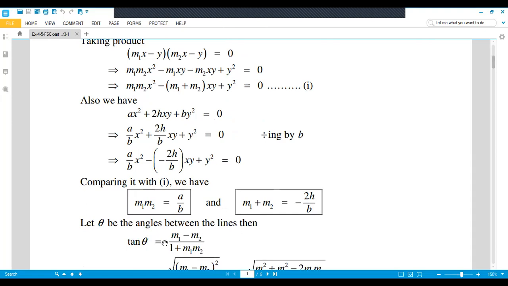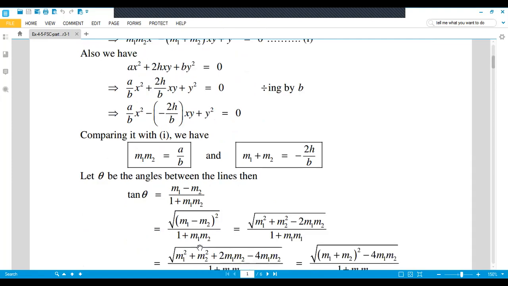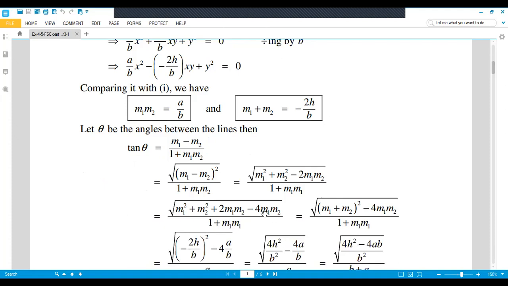This formula you already studied in the previous exercise. Tangent theta is m1 minus m2 divided by 1 plus m1 m2. If you take the square and open it, using the a square plus b square minus 2ab formula, we will get this. Now in this, minus 2 m1 m2, you replace with minus 4 m1 m2 plus 2 m1 m2, and we get the same value. So if you close it in the formula, we will get this.